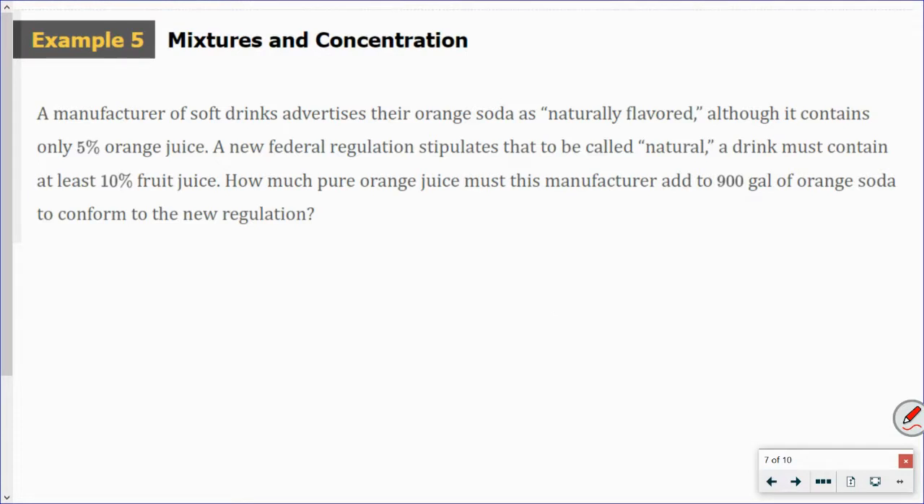Okay, so in the end, we need 10%. I currently have 5%. And I'm going to add pure orange juice, which is 100%. So this is what's happening. These are my percentages. Now I'm going to put the weights on them, which here is in gallons.